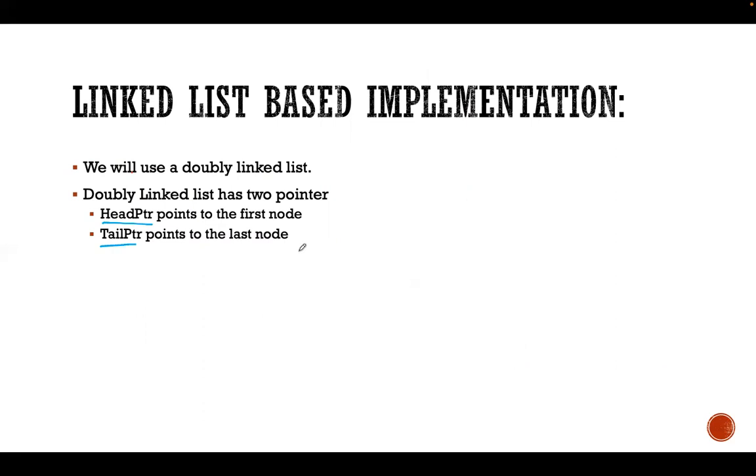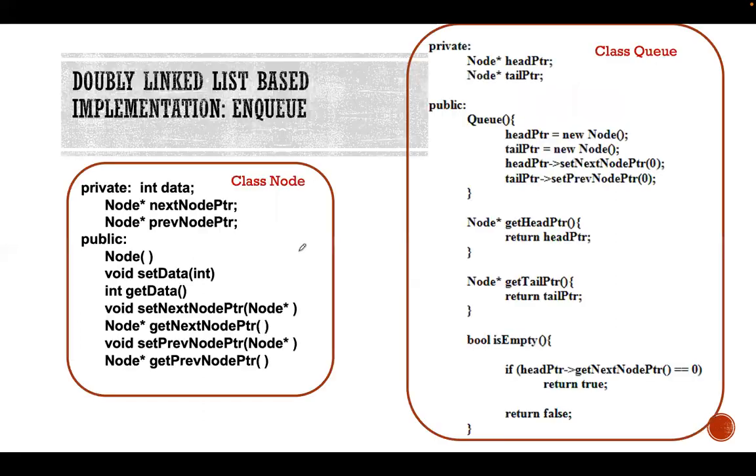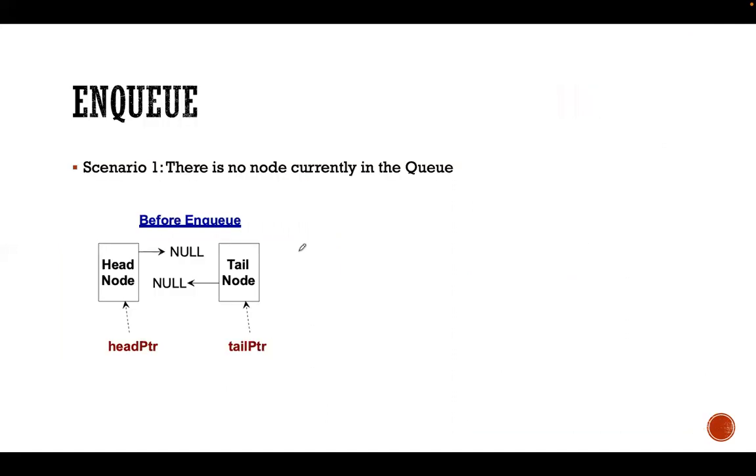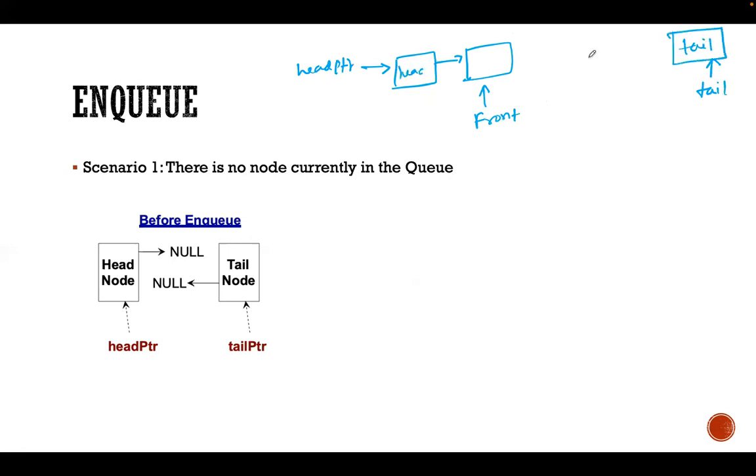So if we implement a queue using a doubly linked list, in that case we'll have a head pointer which is pointing to the first node of the queue. Let's say this is our first node of the queue. We'll also have a pointer that is pointing to the tail node. This is pointing to the head node. The tail node will point to the last node of the list. So we have a pointer for the front node.